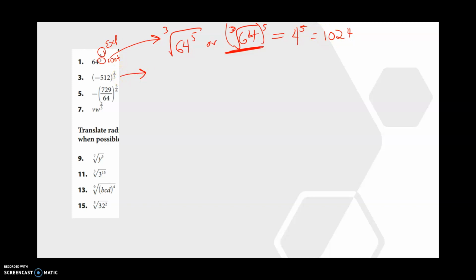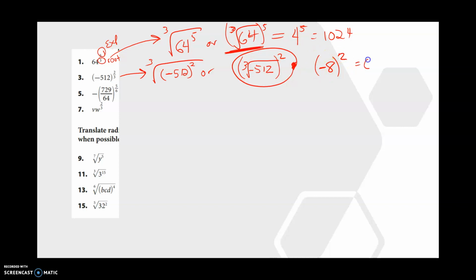This next one, we can write it two ways again, right? Negative 512 squared and the 3rd root of that, or the 3rd root of negative 512 and that squared. And which one wins? This one. This one's the easier one to do. So again, as you do more practice with these it will be doable in your head. But right now you have to get some practice with them. The 3rd root of negative 512 is negative 8. So that's negative 8 then squared, which is 64.